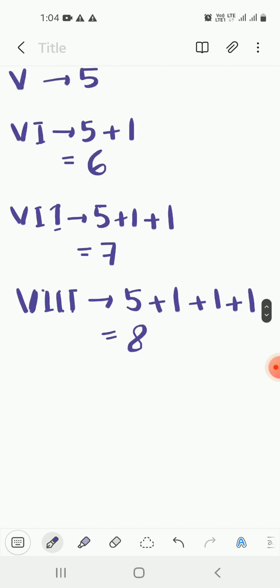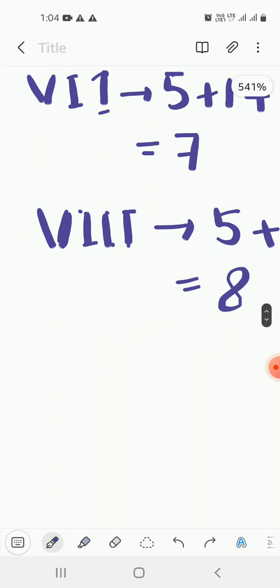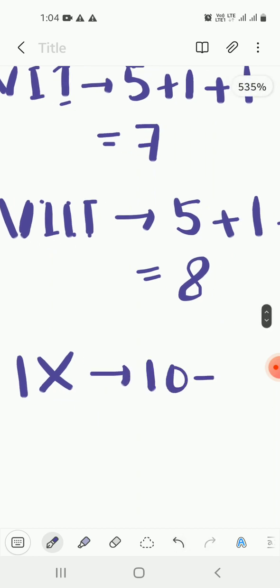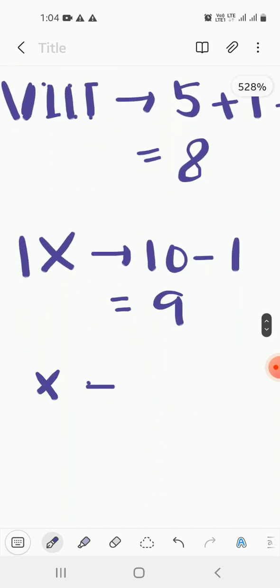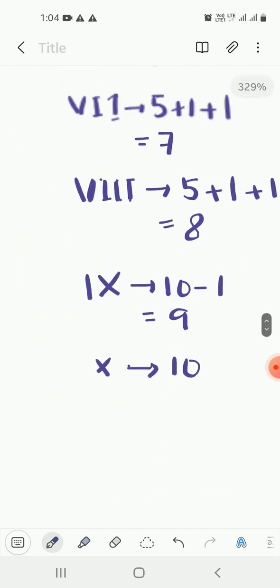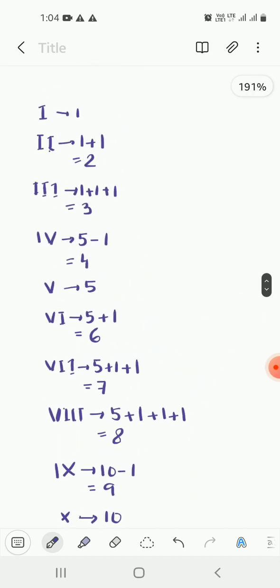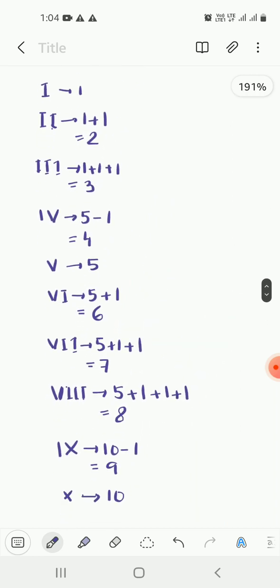Now as I told you, we can't repeat more than 3 times. So for 9 we write X, which means 10, and to the left of 10 we write I, which means 10 minus 1, which comes to 9. Then X means 10. So these are basically all the Roman numbers and their proper symbols till 10.